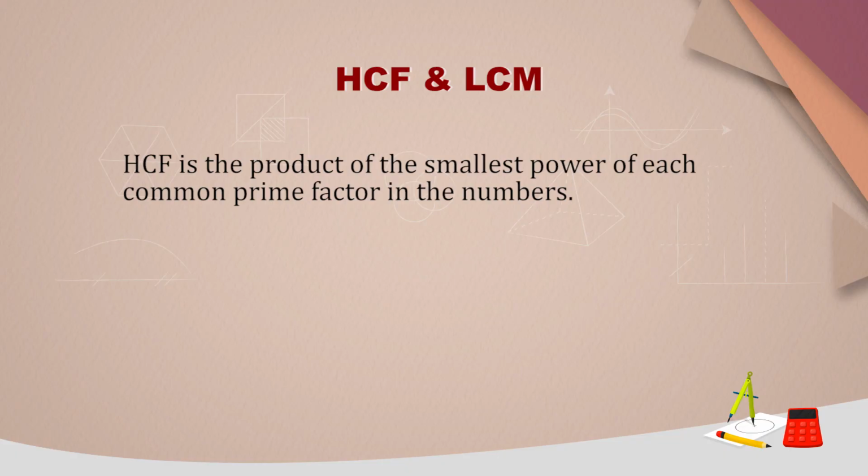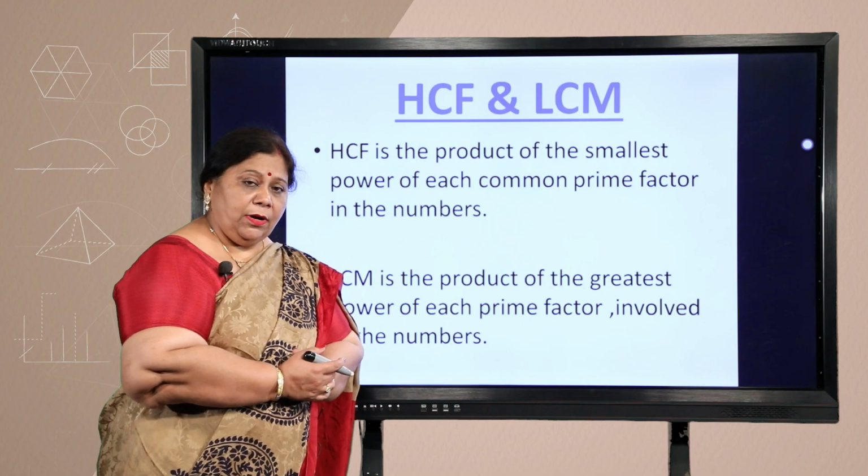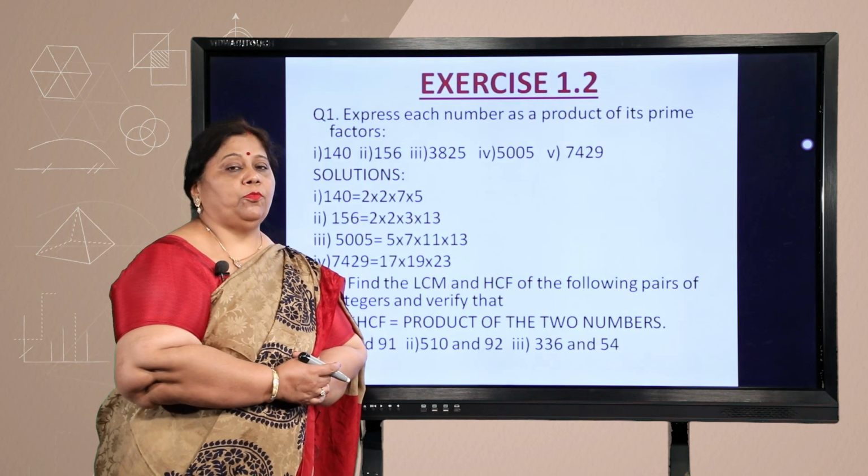Remember, highest common factor is the product of the smallest power of each common prime factor in the numbers. I repeat, HCF is the product of the smallest power of each common prime factor in the numbers, whereas LCM is the product of the greatest power of each prime factor involved in the numbers. Now, let us start with your exercise 1.2.